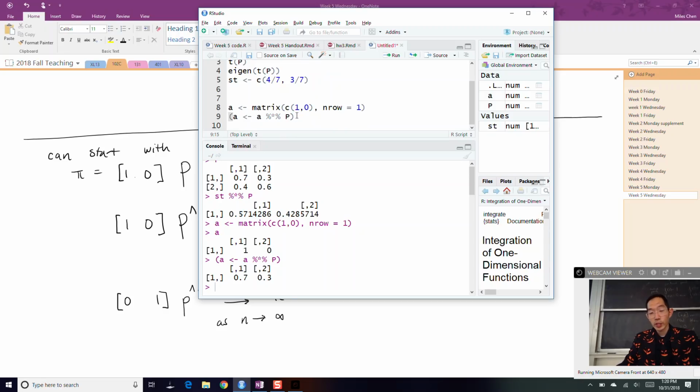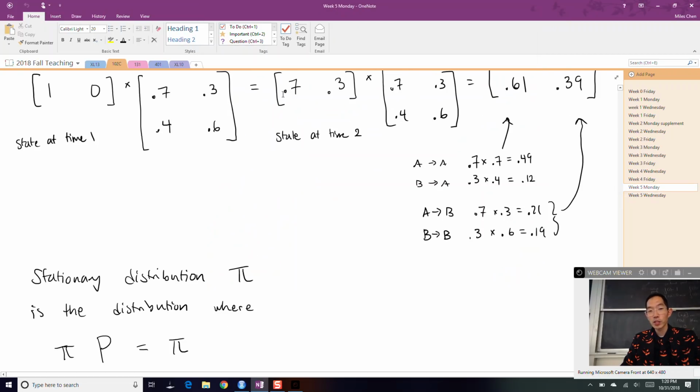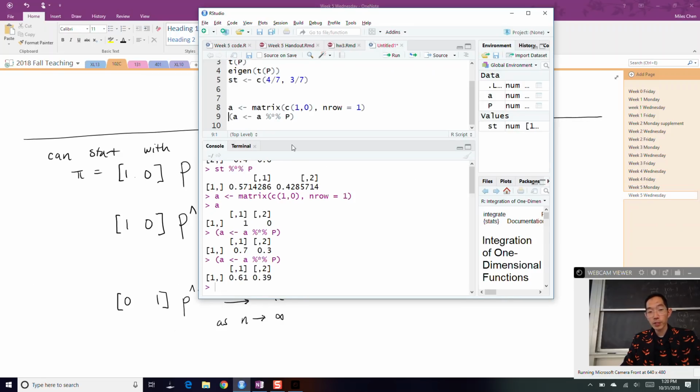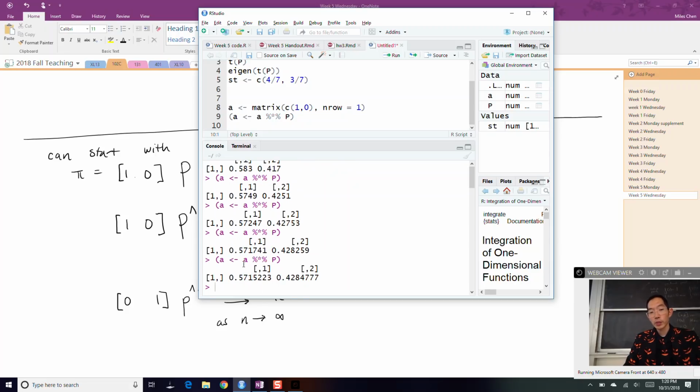Okay, I do it again and I get 0.61, 0.39. I think that's what we showed on Monday. So 1, 0 times the matrix P gives me 0.7, 0.3, times the matrix P again gives me 0.61, 0.39. Okay, if I do this again, I get 0.583, 0.417. I do this again, 0.5749, 0.4251. And I keep doing this, and we can see that the value of A eventually reaches this point where it doesn't change anymore: 0.5714286, 0.4285714, and that's exactly equal to 4/7 and 3/7.